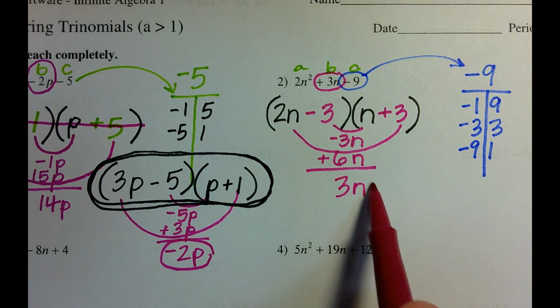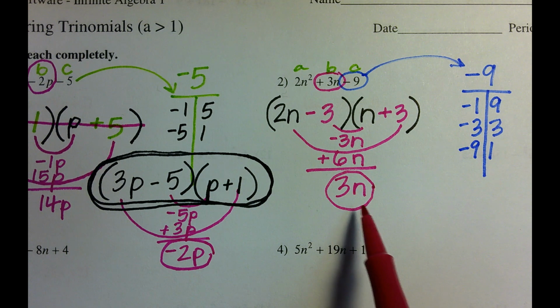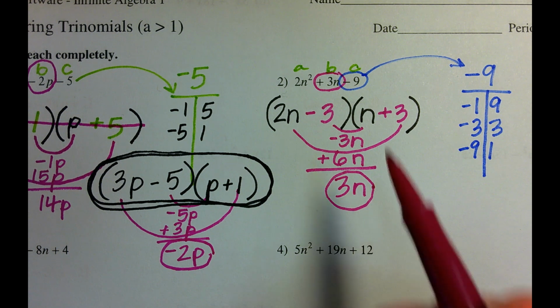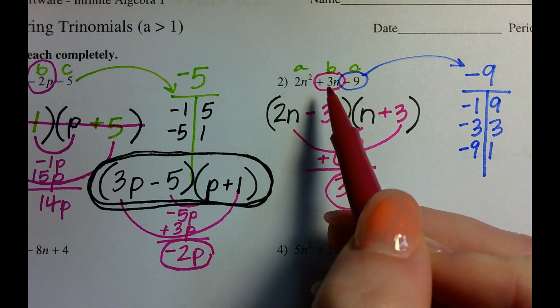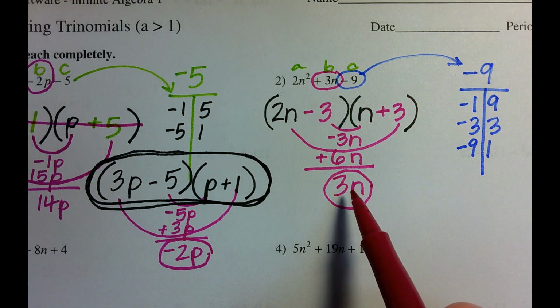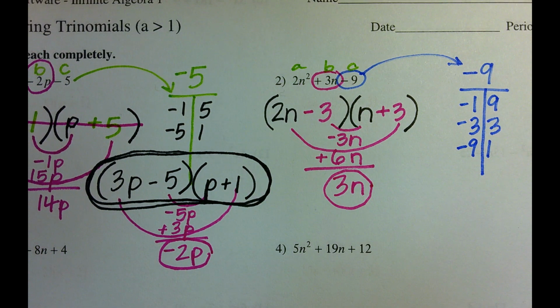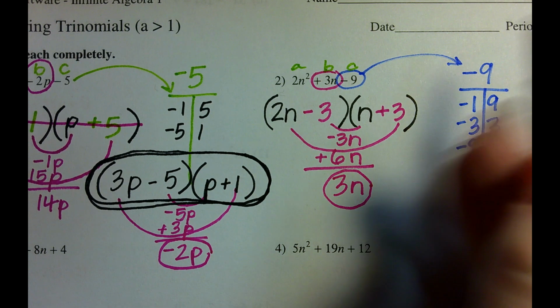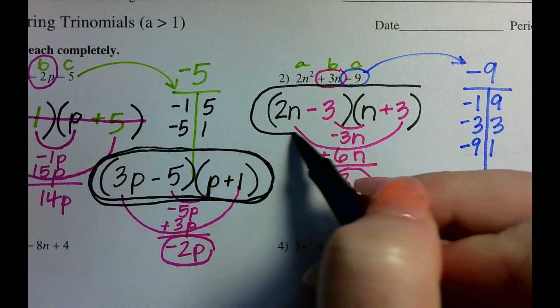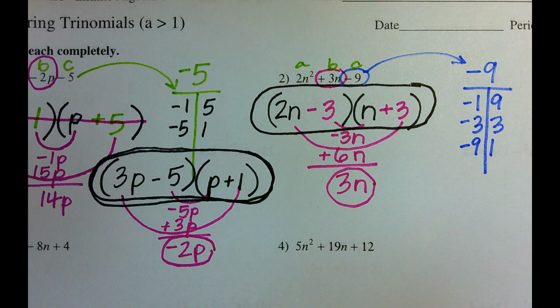What does 3n tell us? This is the right answer. This is the same as our middle term, 3n, and we got 3n. So this is our answer. We got lucky. We got it on the first try. Very nice. So we circle it. This is our answer. That's all there is to that.